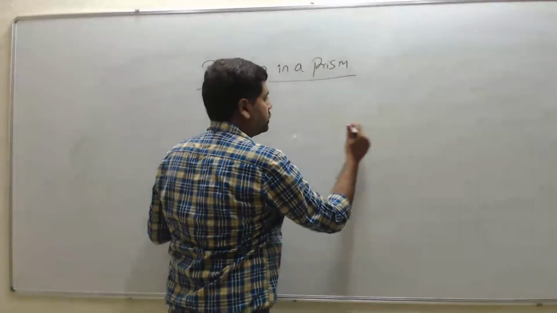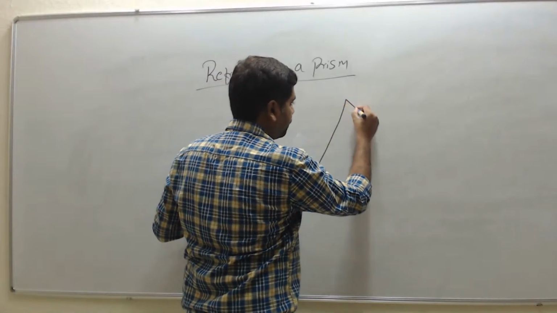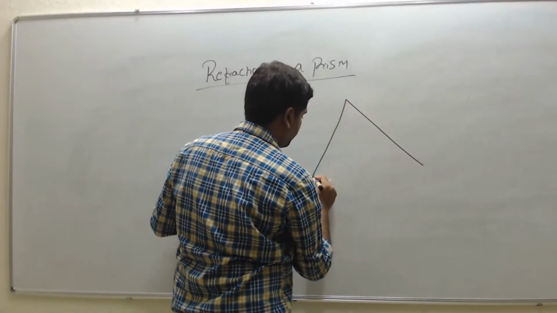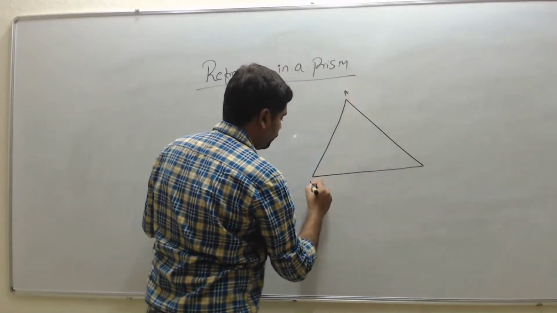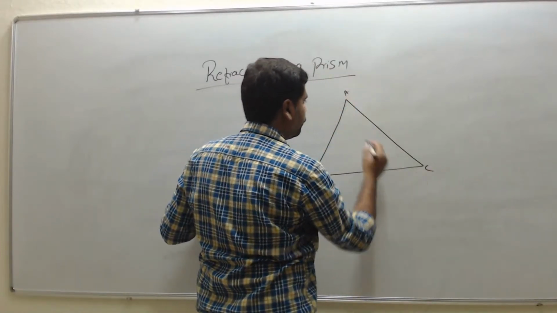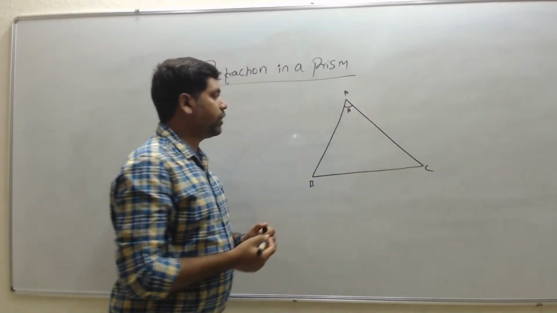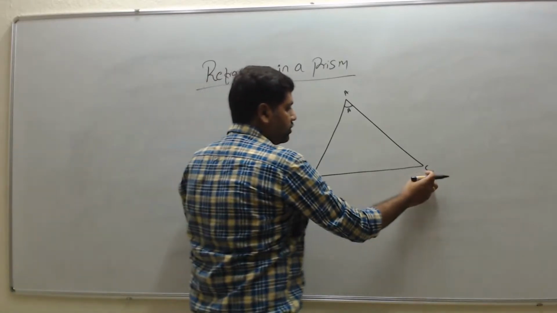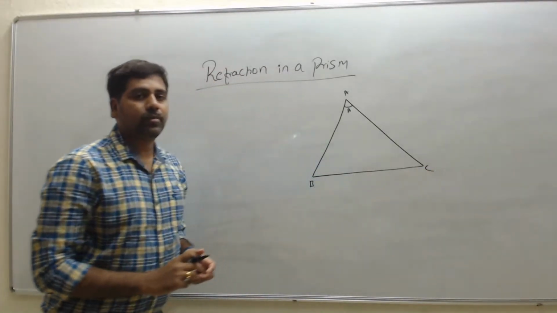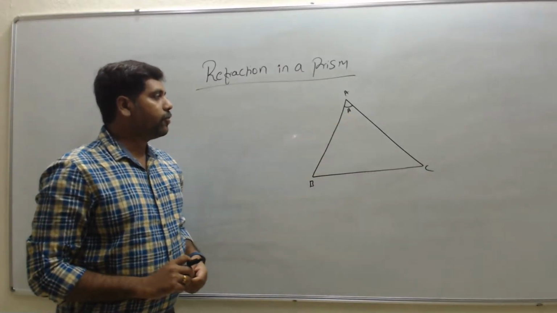Now, first consider one prism, A, B, C. The angle of the prism is denoted by A. So this is one prism. Here BC is the base of the prism, and A is the angle of the prism.